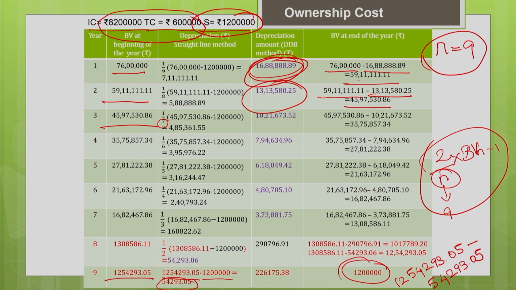So that gives you 12 lakh. So this is your estimated salvage value. So the book value at the end of useful life is coinciding with the salvage value. That is the purpose of switching over. We switched over in the 8th year from DDB method to straight line method so that I can intersect my book value at the end of the useful life of the machine with the salvage value of the machine.